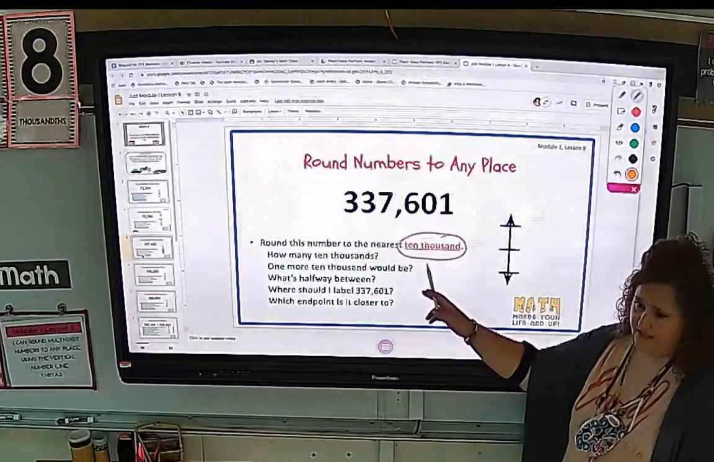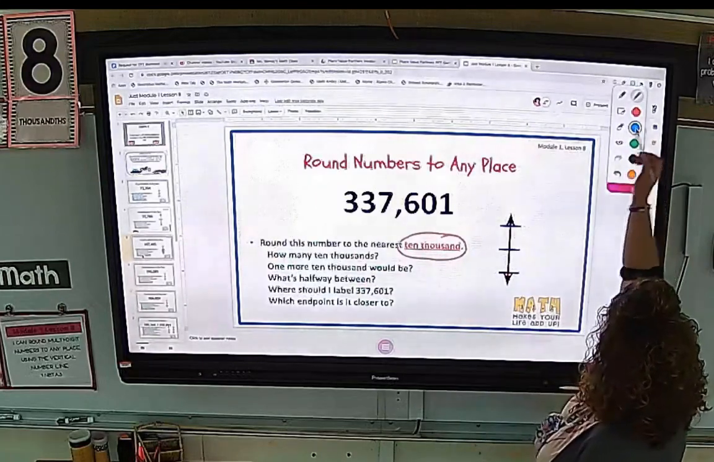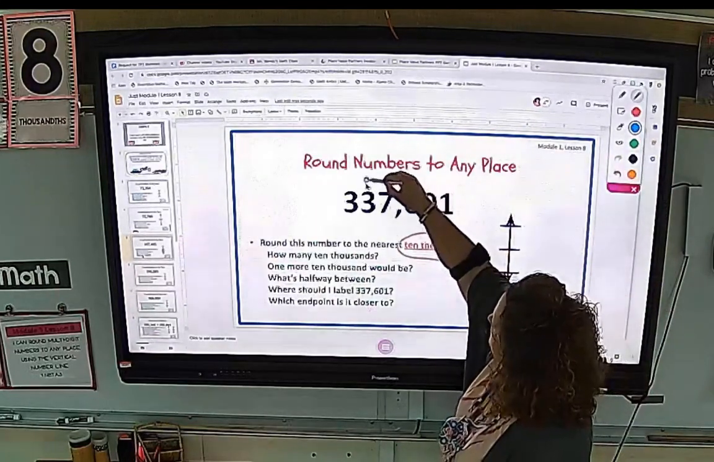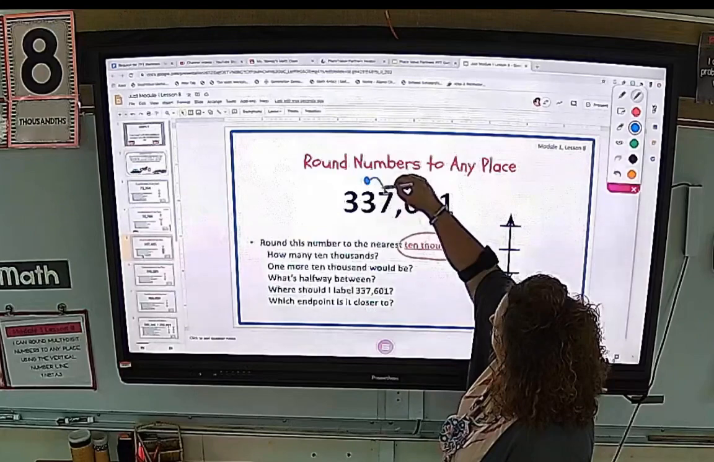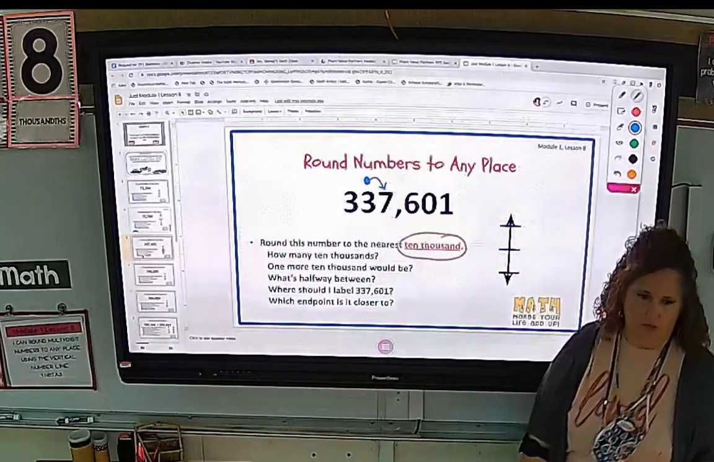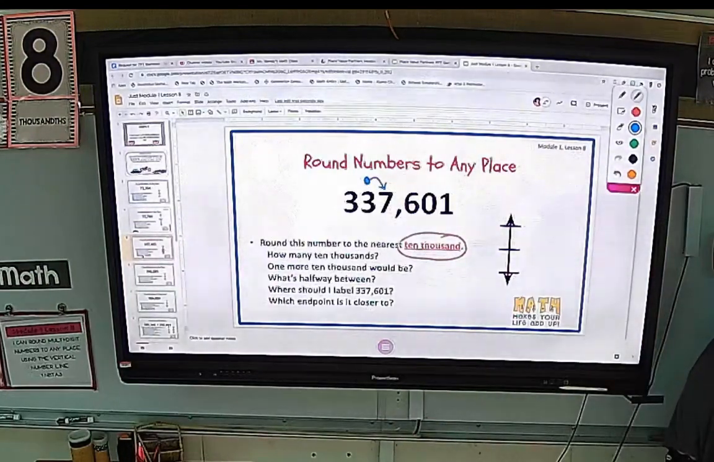We are rounding to the 10,000th place, so you're going to need to find that 10,000th place and draw an arrow next door. And woo, that 10,000th place is right in the middle almost, isn't it? Okay.